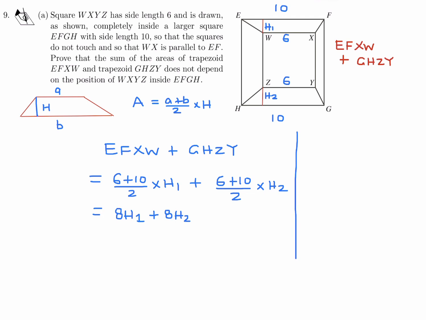But on the side here, let's talk about H1 and H2. If you notice, if you draw a line all the way down, top to bottom, you'll notice that H1 plus the side of the square, which is 6, plus H2 is equal to the side of the big square, which is 10, right? So that means that H1 plus H2 is equal to 4.